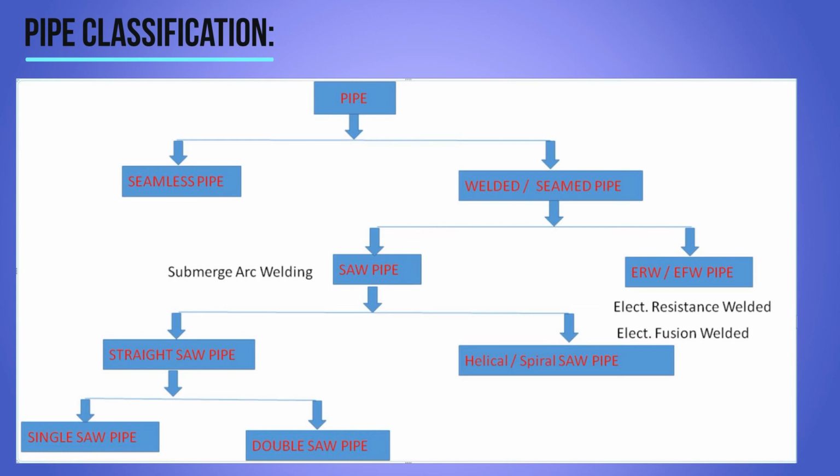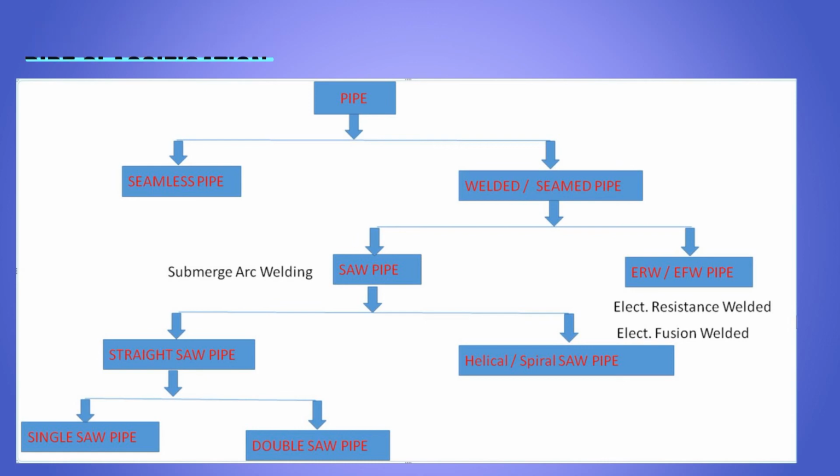And then again in the straight submerged arc welded pipe, there are two further types, the single SAW pipe and double SAW pipe. Like when the single plate is rolled and welded, it is called the single SAW pipe. If there are two plates rolled and welded, it will be in the double welding on each side. So that is called the double submerged arc welded pipe. So these are the classifications based on the manufacturing process and pipe type.